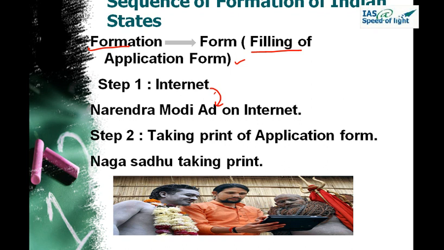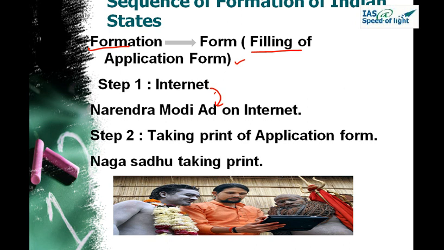So Narendra Modi, we are linking it with the internet, or once you start the internet to fill the application form. Now, second, after going to the internet, we download the application form, and after downloading, we take a print of that, okay, so that we can fill the required information on that application form. So we take the print of that application form, and with print, now we have to link second state.